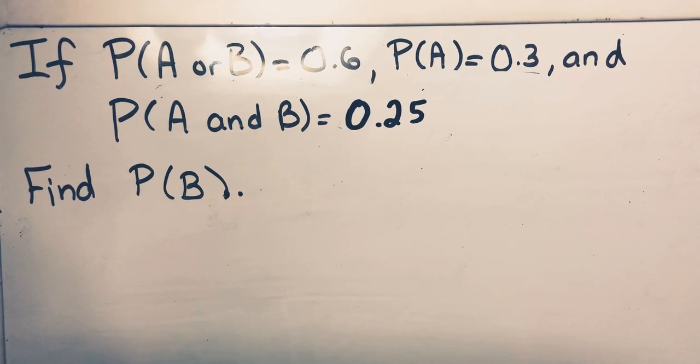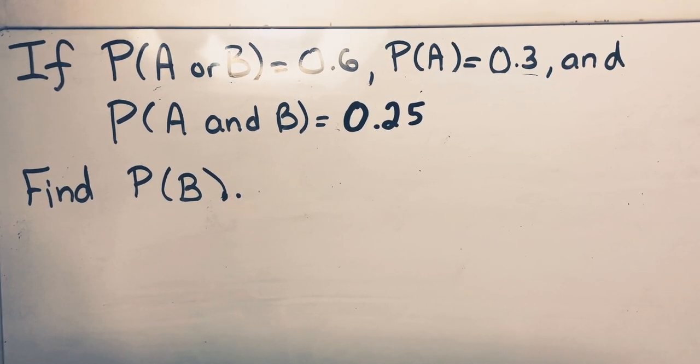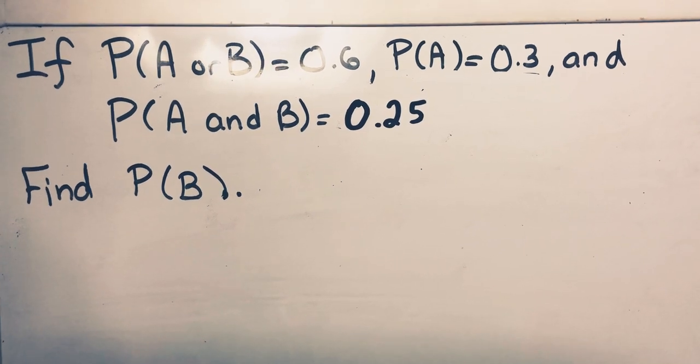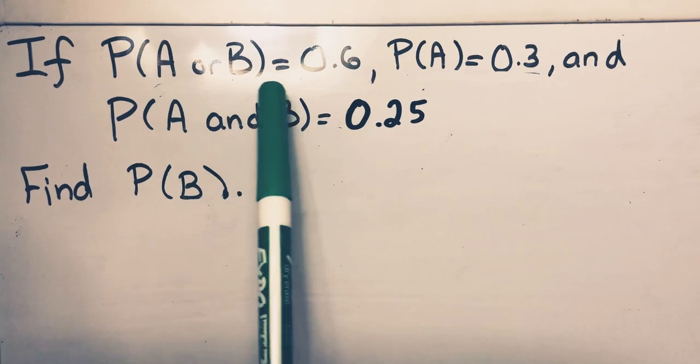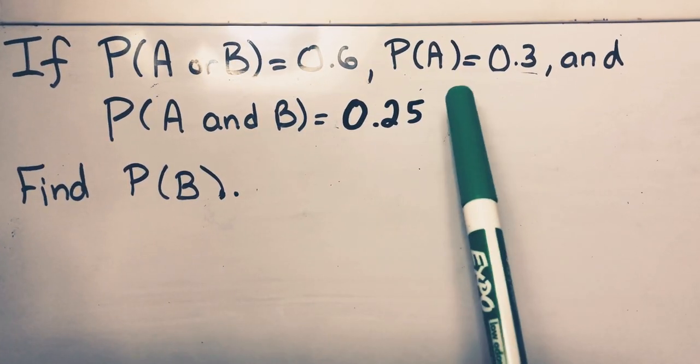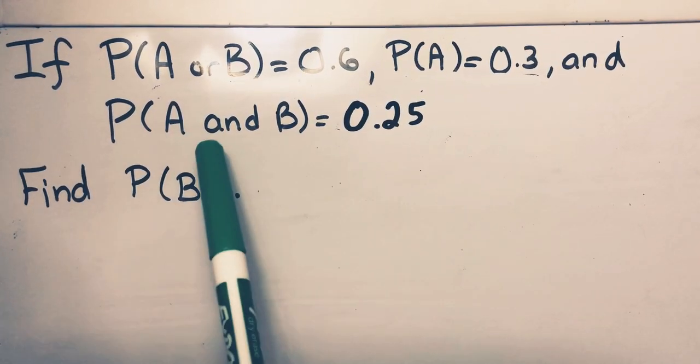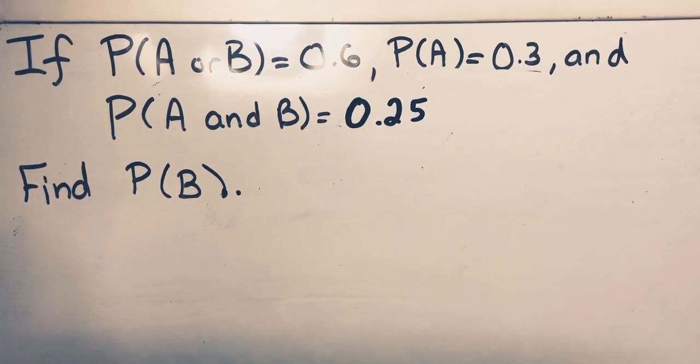Okay, I wanted to make a quick video going through a problem asking for a probability of a certain event, like B, given the fact that you know the probability of A or B is 0.6, the probability of A is 0.3, and the probability of A and B is 0.25.